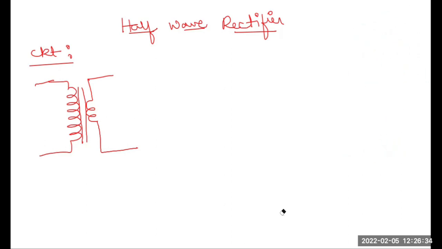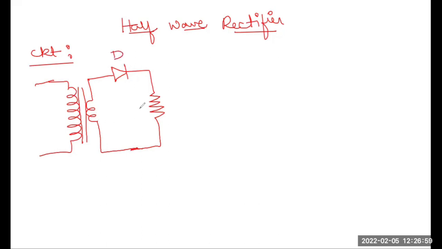So with this as a transformer symbol, what will be the next component? Rectifier. So the rectifier uses what? Diode, PN junction diode. So your PN junction diode gets connected like this. Now the diode output is fed to what? To a load. What is the load we are taking here? Resistor. So the resistor gets connected, and the other end of the resistor is connected to the other end of the secondary.